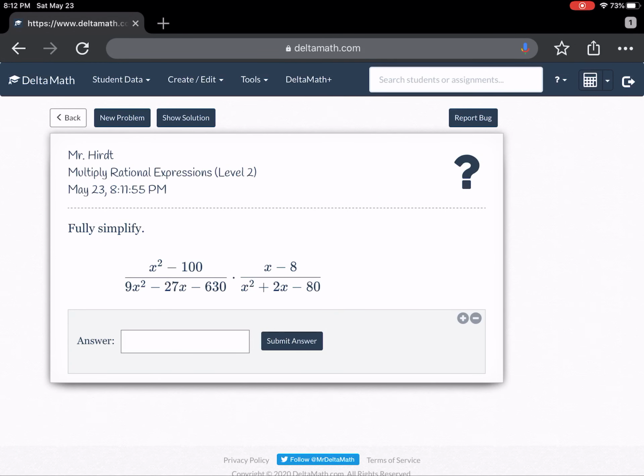Alright, welcome back ladies and gentlemen to Multiplying Rational Expressions Level 2. So we've taken the division out, there's going to just be multiplication problems here, and the idea with these problems, they're just a little more complicated, nothing crazy, but there's a little more to them.